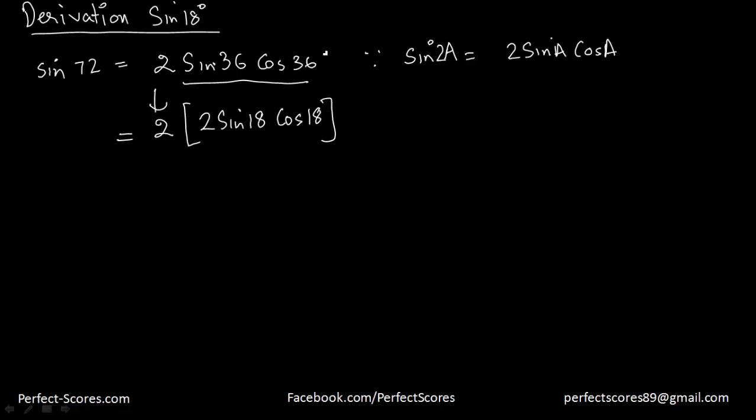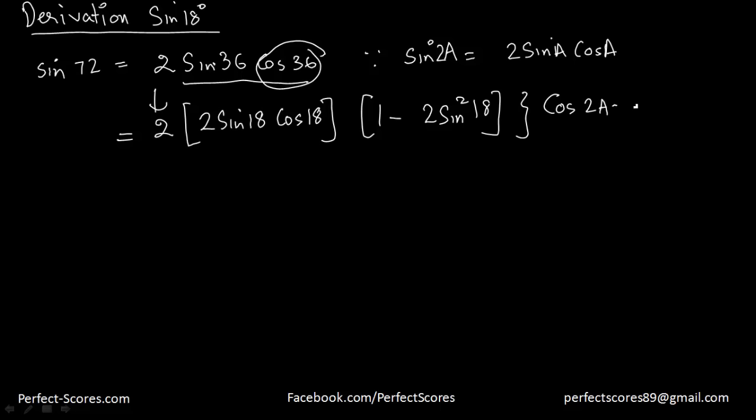And cosine 36 is something that I can write down as 1 minus 2 sine square 18, because that's again the double angle property that I'm using. So this is what I have. Now I'm going to shift things around here and there. The property that I've used here is that cosine of 2a is equal to 1 minus 2 sine square a.